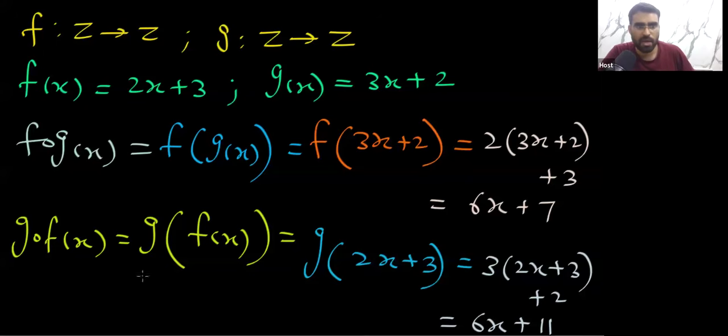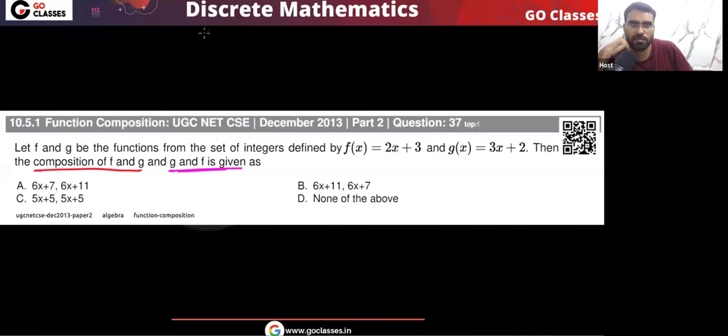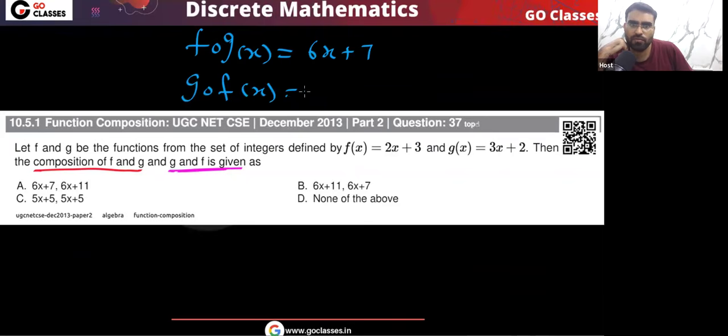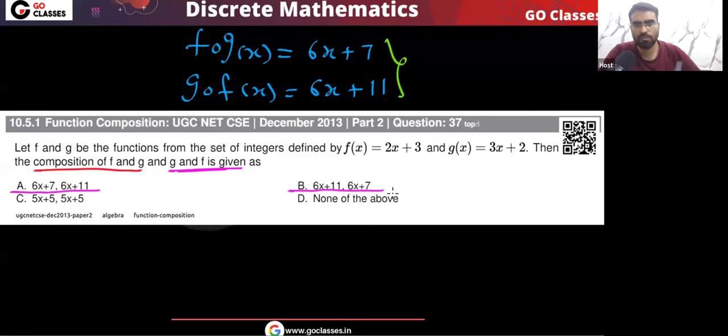Okay. Now let's come back to the question. We got fog, that is 6x plus 7, and we got gof, which is 6x plus 11. Now tell me, what is the answer? Anyone? Is the answer option A or option B? Which of the following is the answer? What do you think?